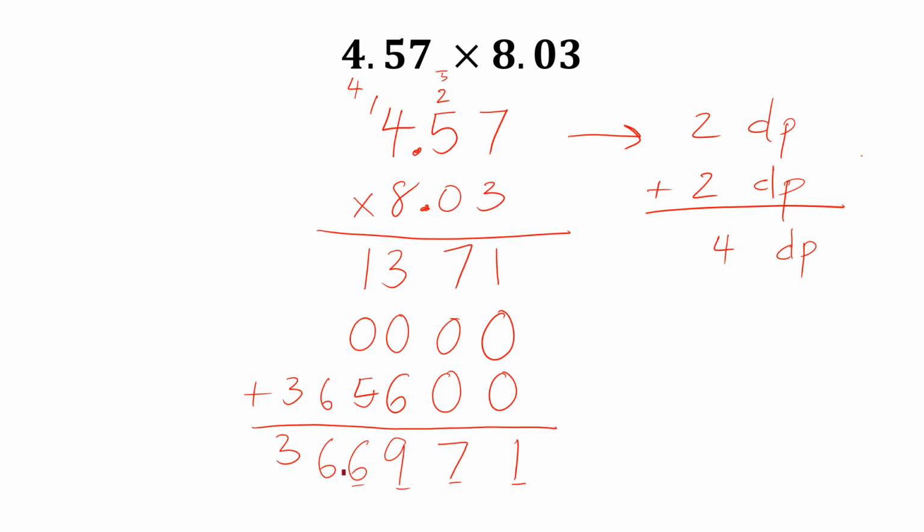Let's look at another question. In this example, we have 8.9 times 4.3. The first step is to ignore the decimal points. So I'm going to write the question without the decimal points. So we have 89 times 43.